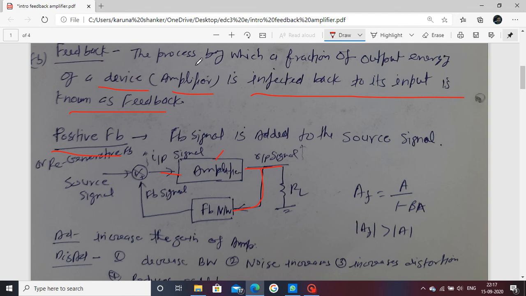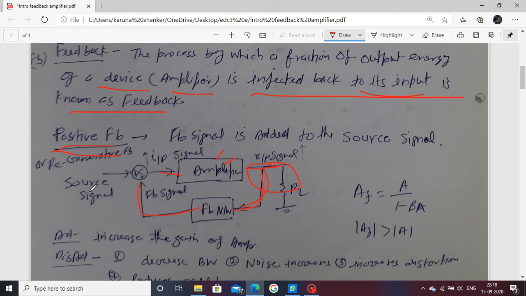It is written as the process by which a fraction of the output energy of a device or an amplifier is injected back to its input side. This is your input side. This is called feedback. Now there are two types of feedback: positive feedback and negative feedback.